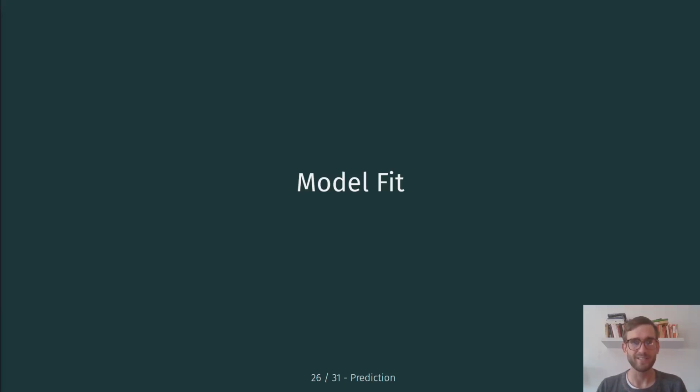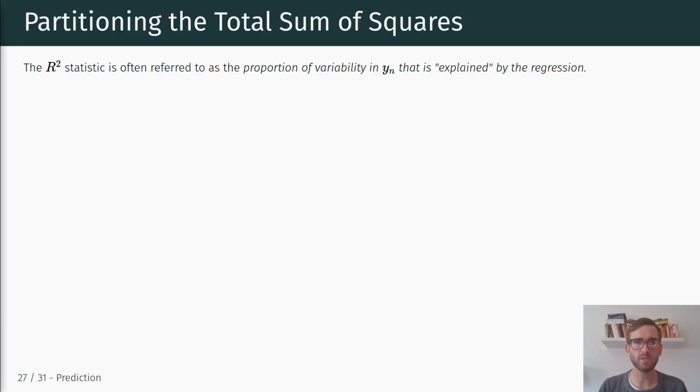Hey everyone, in the last video for this week I'm going to talk a little bit about model fit and specifically R-square. So we talked about R-square, or the R-square statistic, as the proportion of variability in y_n, our outcome variable, that is explained by the regression. And I want to go step by step through the math to show you why we can interpret it that way.